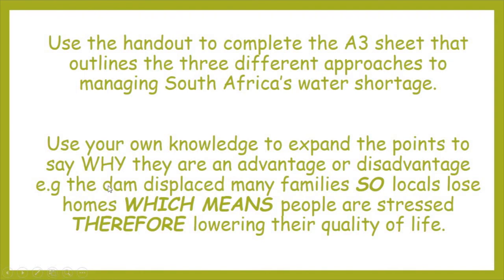So for example, the dam meant that lots of families had to move because their land was being flooded when the reservoir filled up behind the dam in Lesotho. So the locals lose their homes, which means they're stressed, therefore their quality of life would be lowered. In addition, they would have lost their farmland and now have no way of making a living, so their standard of living decreases because they've got no cash crops to sell.